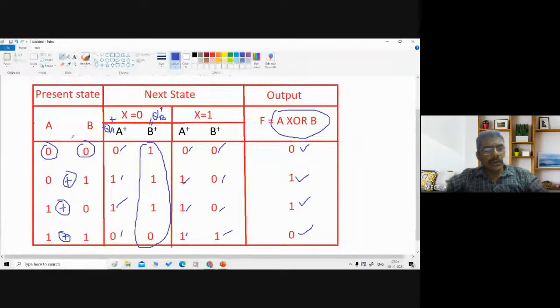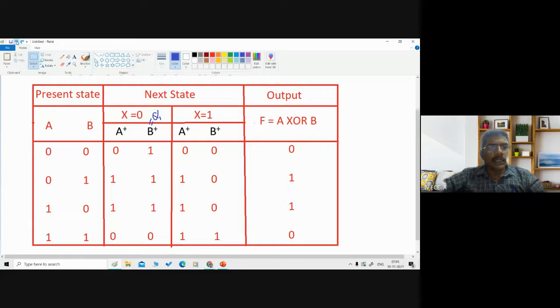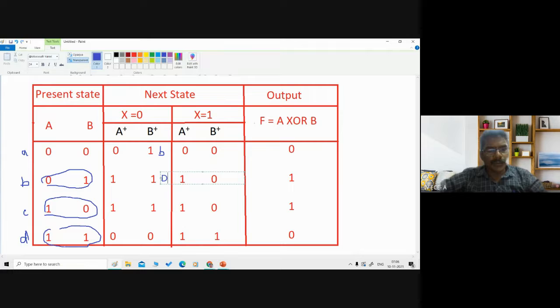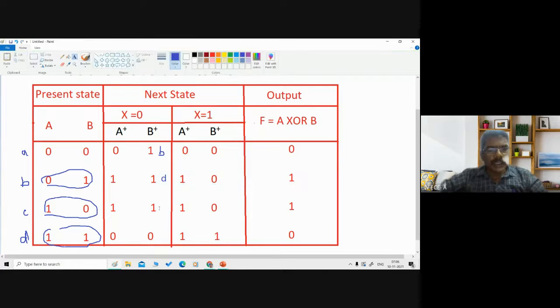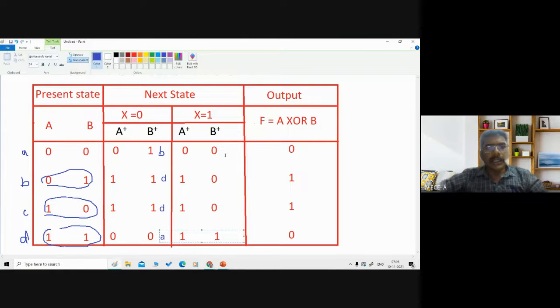So here 00, I'm going to convert this 00, I put A. This 01 means I put B. 10 means I put C. 11 means I put D. So 01 means here I put B. 11 means I put D. Okay, small d. 11 means here also I put D. 00 means I put A. Here also 00 means A. 10 means C. 10 means here also C, and this is D.